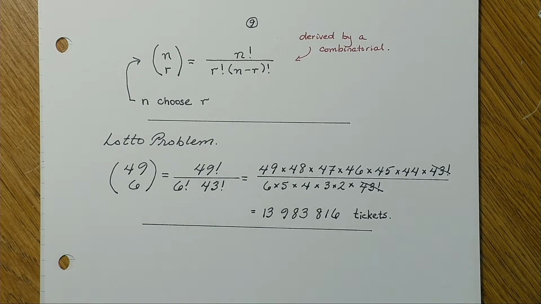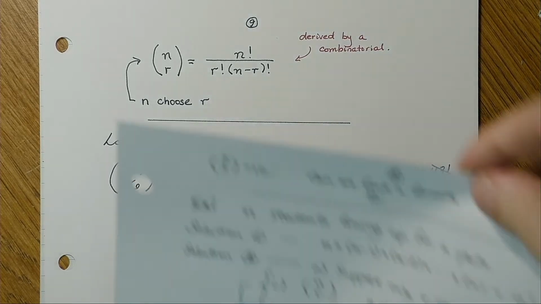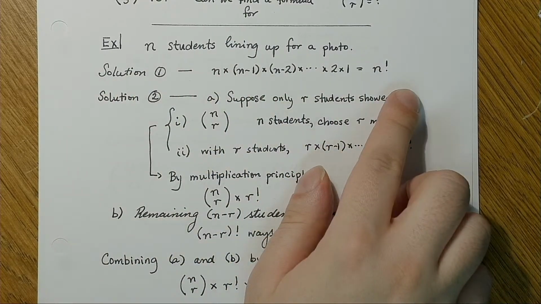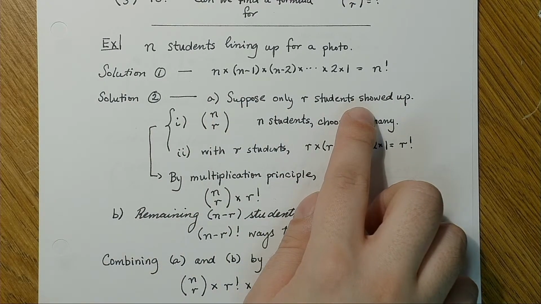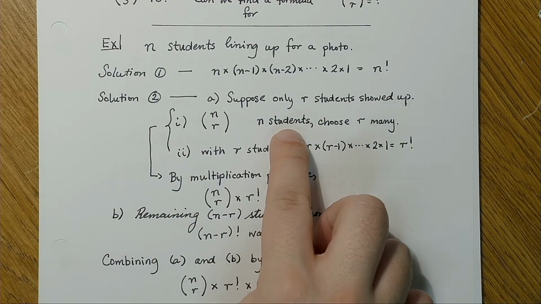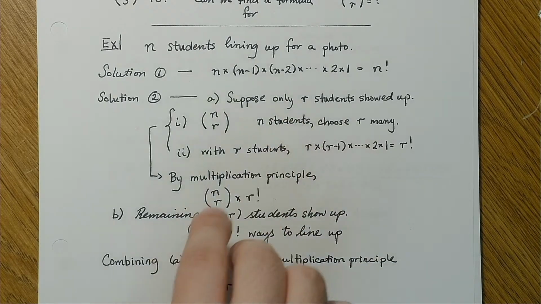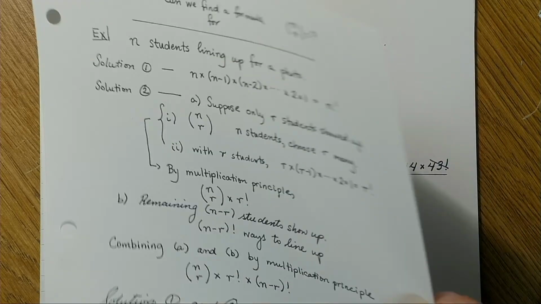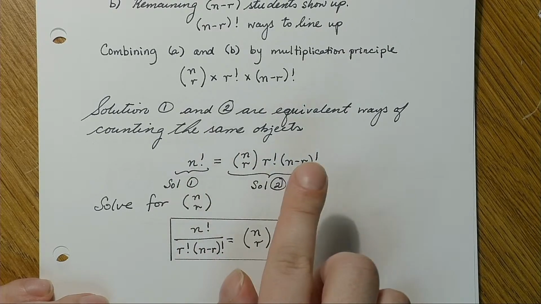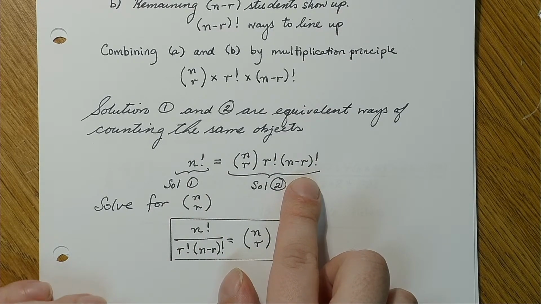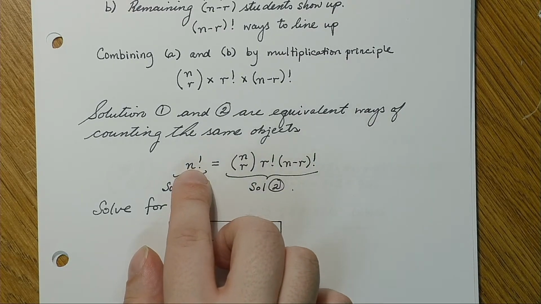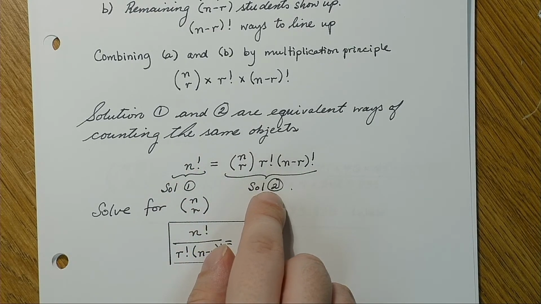So what we've done here, when we were working with just the n students showing up, is we counted it in one way, and then we counted it in a different way, but we're using the same objects. And because we're counting the same objects, we can then conclude that we can set them equal to one another, and we can then come up with proofs. So again, we had counted it one way, and then we counted it another way. These are equivalent ways of counting the same objects.